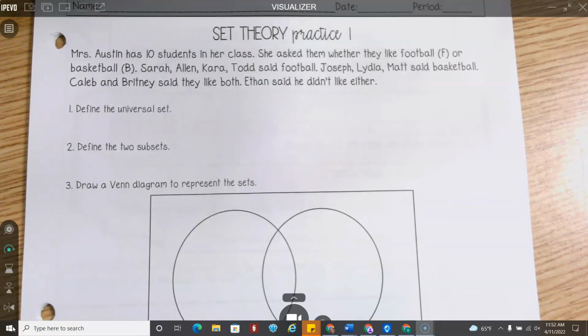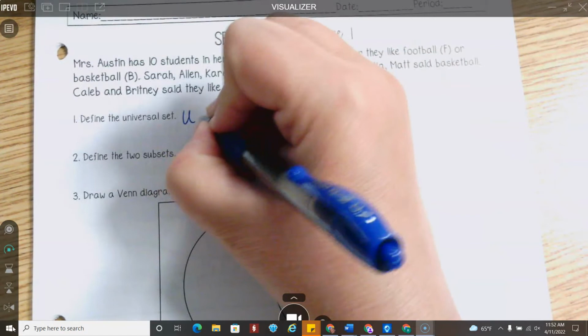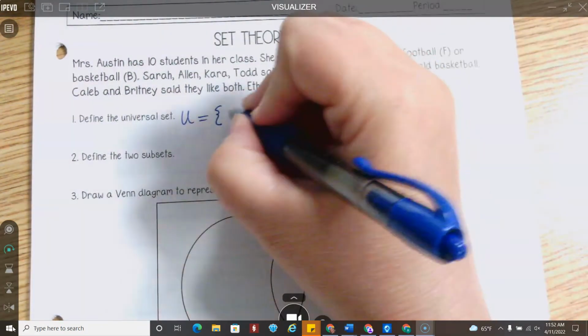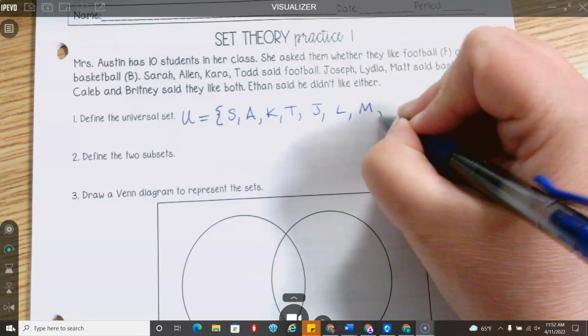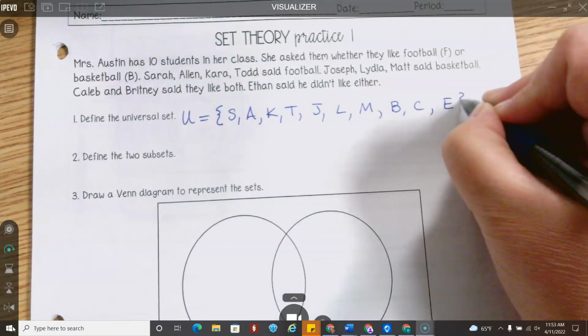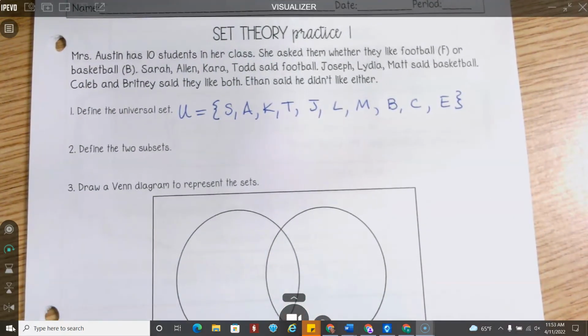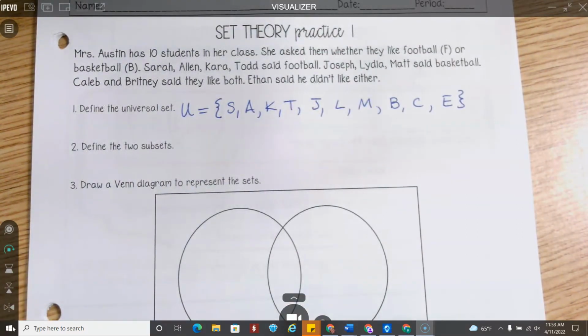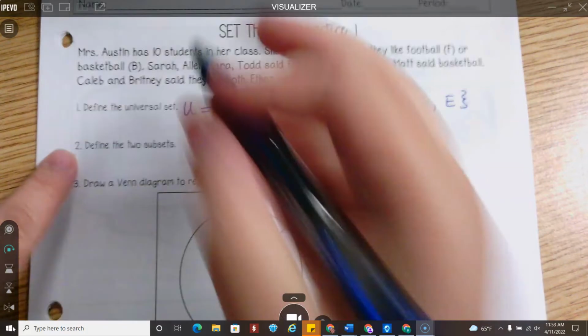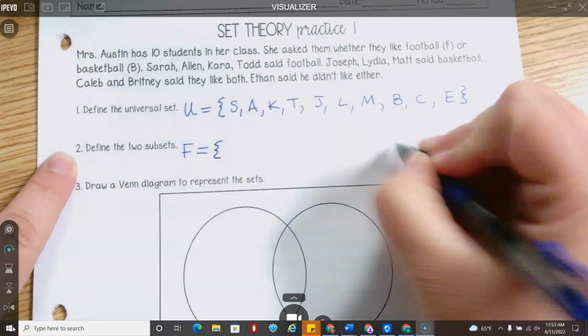Define the universal set. So the universal set is all the students. How many students are there? 10. So make sure you end up with 10 letters once you've finished collecting all the people's names or turning them into letters. I just went in order through the sentence and pulled out letters for each person's name. Now, when you define the two subsets here, please remember that Brittany and Caleb, B and C, said they like both. So they are in the football subset and they are in the basketball subset. So go ahead and define the football subset F and the basketball subset B.